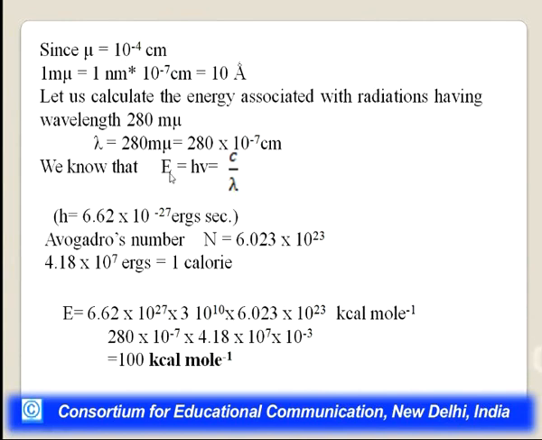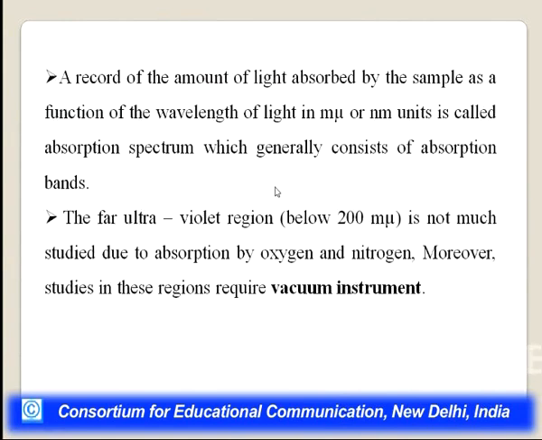If the energy is higher for a particular electromagnetic radiation, the frequency will also be higher and the wavelength will be lesser. So you can characterize any electromagnetic radiation in terms of energy, frequency, or lambda.